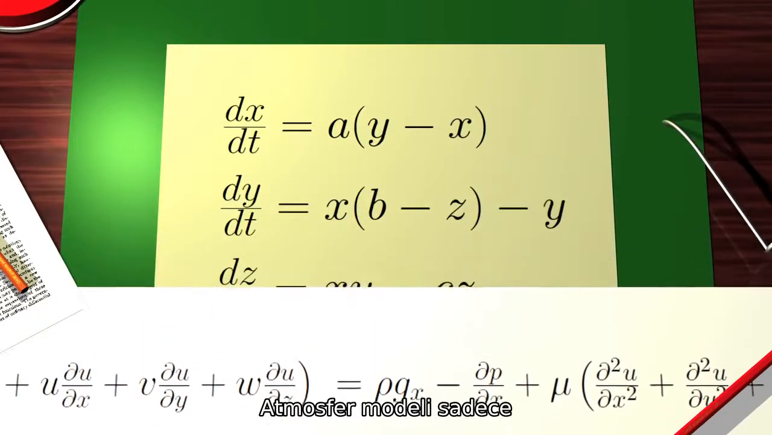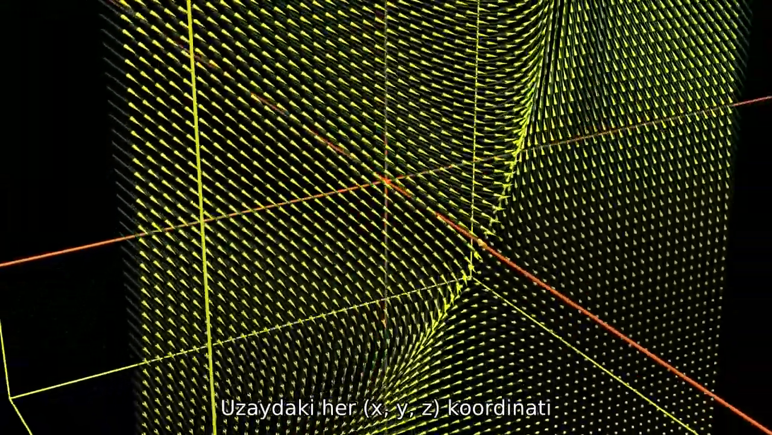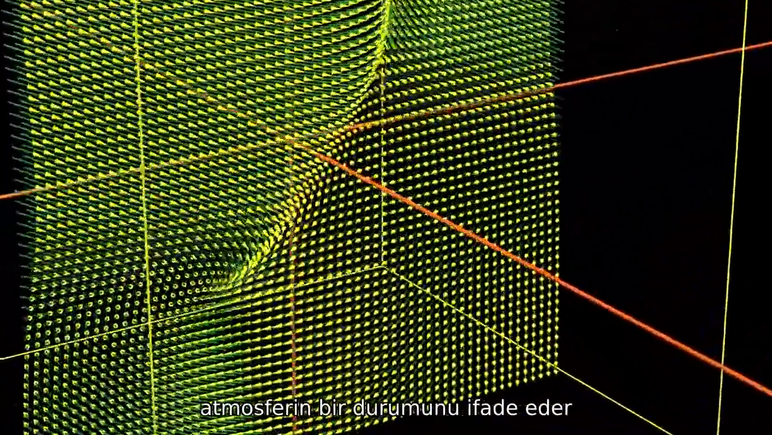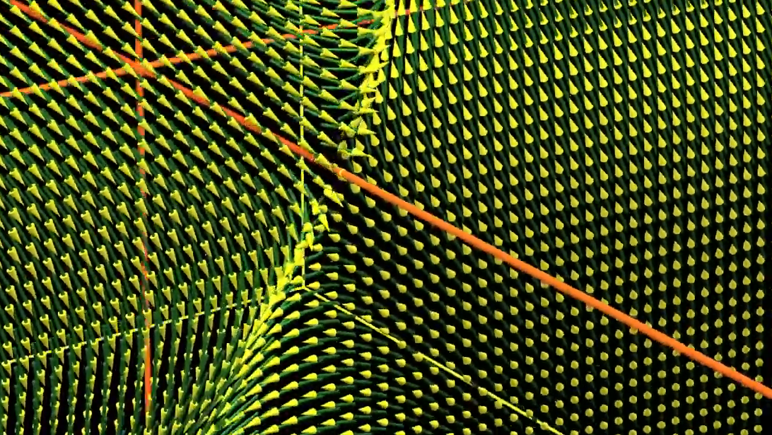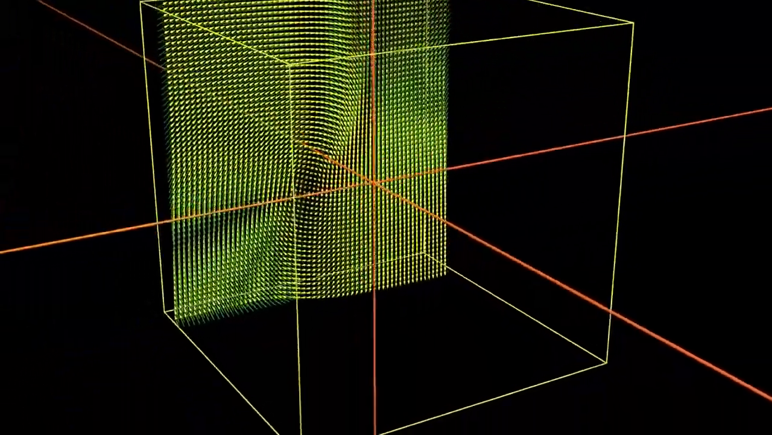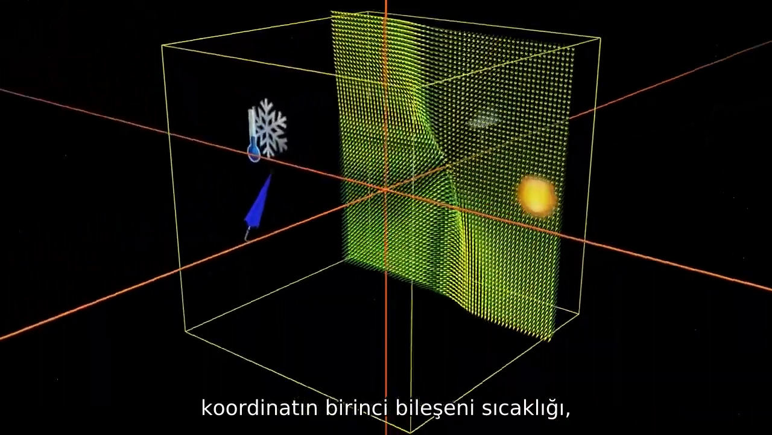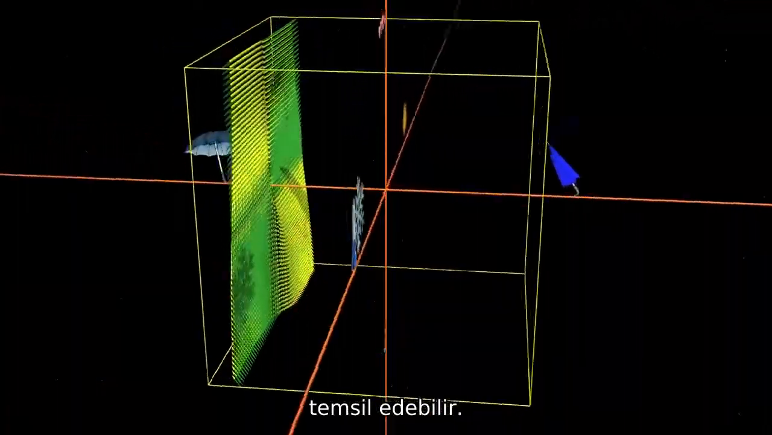His model of the atmosphere was reduced to just three numbers x, y, and z. The evolution of the atmosphere was reduced to a simple equation. Each point, x, y, z, in space, represents a state of the atmosphere. The evolution follows a vector field. For example, and this is only an example, the first coordinate could represent the temperature, the second, the wind speed, and the third, the humidity.